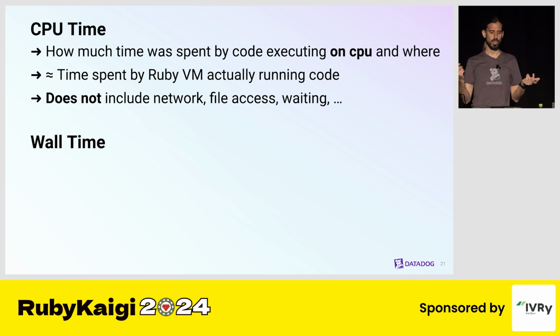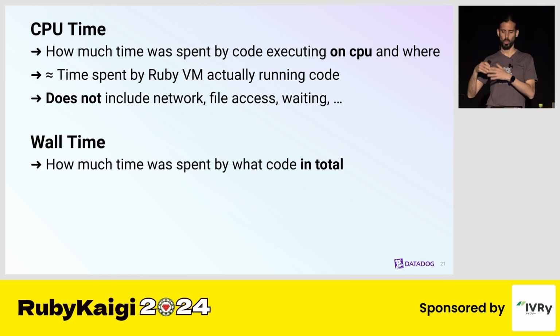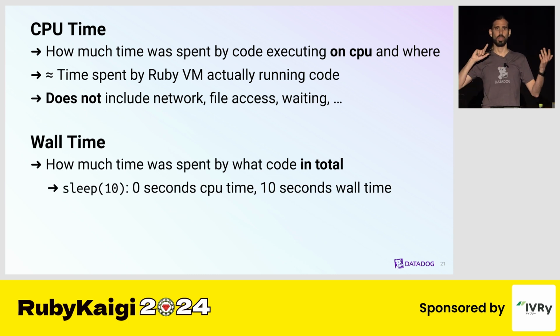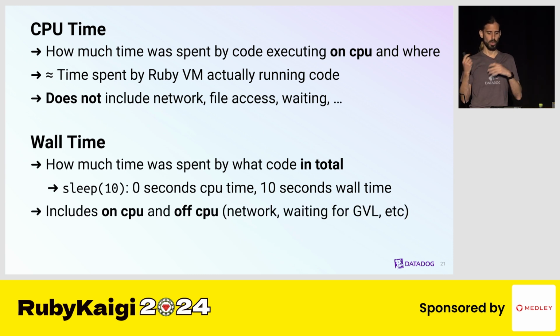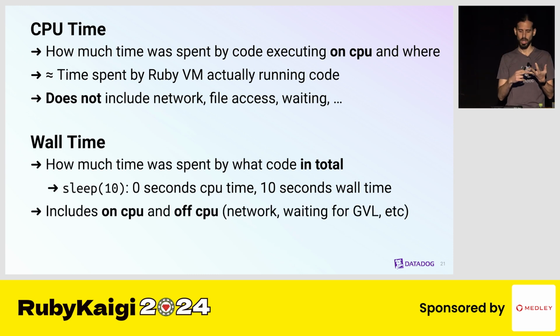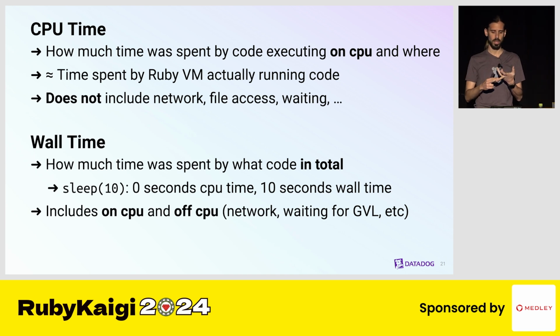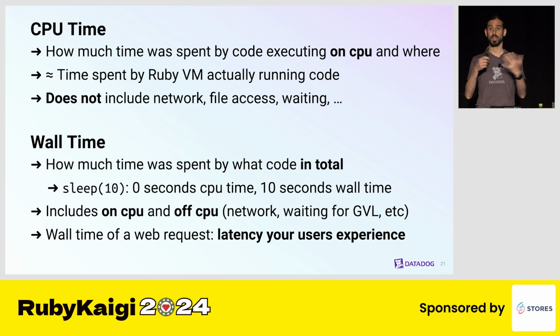And then we have wall time, which is how much real-world time was spent by what code in total. So the idea here is that, for instance, if you have a sleep, it does not need CPU, but actually takes time. So if you sleep for 10 seconds, you get 0 seconds of CPU and 10 seconds of wall time. This is the intuition. So it includes on CPU and off CPU. And off CPU can be network, waiting for the GVL, sleeping, locks, etc. And so the idea is that the wall time of a web request is the latency that your users will see. So sometimes if you're just looking at CPU time, you might not be looking at the right thing because maybe the request is slow because of network, I/O, etc., not because of CPU.